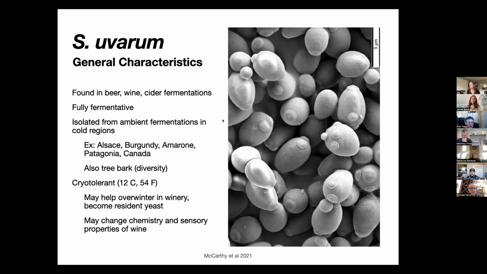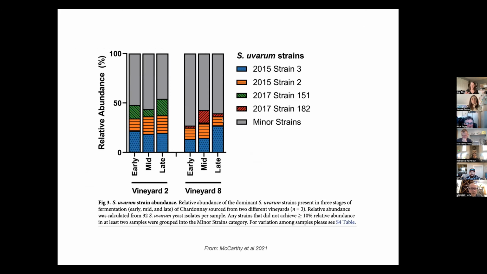So going back to that Canadian winery whose resident population is Uvarum, they looked at the strain specificity of these populations in two different years, 2015 and 2017. I show you this slide mostly because I think it's very interesting. Most of the time we think with Saccharomyces cerevisiae that we have one dominant strain doing the fermentation. That does not seem to be the case with Uvarum, at least in this particular example. Here, what they were calling a dominant strain in this paper is anything that was more than 10% relative abundance in more than 2 of their replicate fermentations.